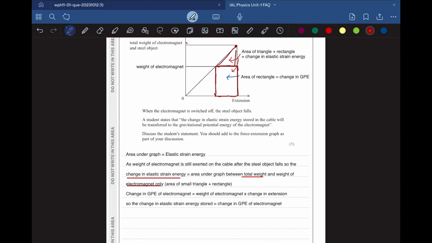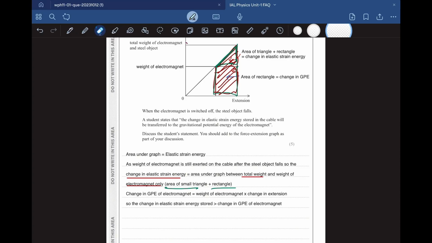So basically the area under the graph between total weight and the weight of the electromagnet means this is the area under the graph of total weight and this is the weight of the electromagnet. So the area between these two includes both this rectangle as well as this small triangle. Instead of small triangle plus rectangle, this is what they have meant.